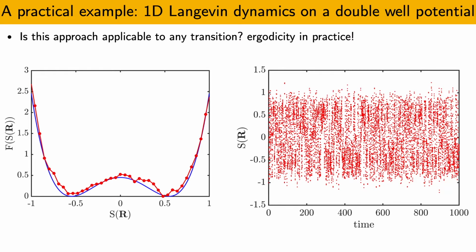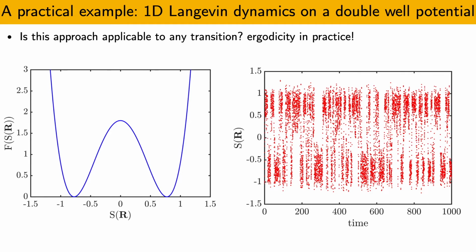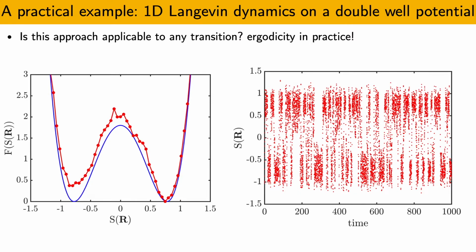As you can see, this was a reference case. If we increase the barrier, we obtain a much lower number of transitions between states within the same simulation time. Nevertheless, the sampling of the transitions between the two metastable states is quite frequent, and if we compute an estimate of the probability density in S and compute the free energy out of that estimate, we still get a reasonable, albeit not perfect, estimate of the free energy surface.